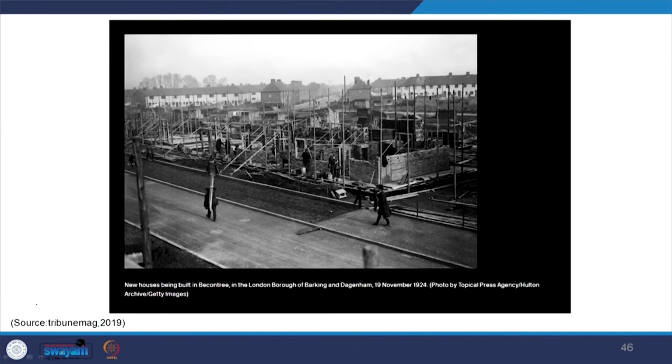And if you connect with the Indian scenario, what we studied in the public health segment, where the Bombay plague was also happening, emphasis was also given to working class housing in the Indian context as well. In the image you can see the massive construction which was taking place.